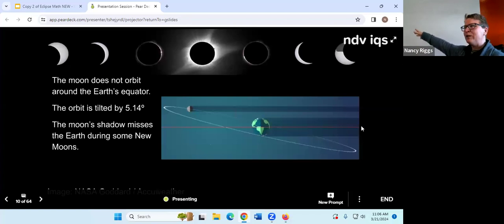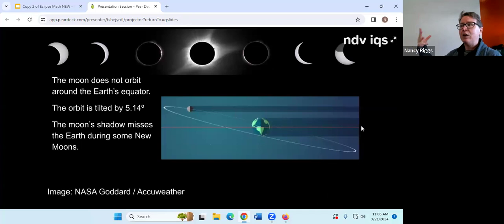And here's kind of a picture that's showing it. Sometimes when it's in that new moon phase, when I would normally have my total eclipse, think of it as the moon's shadow is missing the earth. So in this example, you can see the moon is above it. We obviously could also be below it, but basically that's why we don't always have a total eclipse, because that shadow is missing us because of that angle.